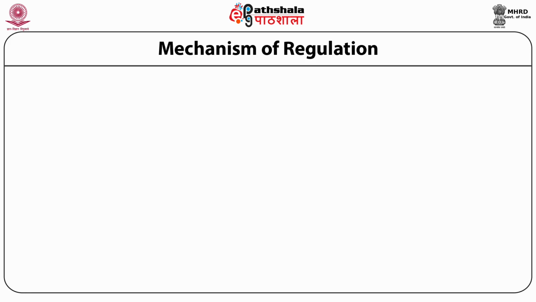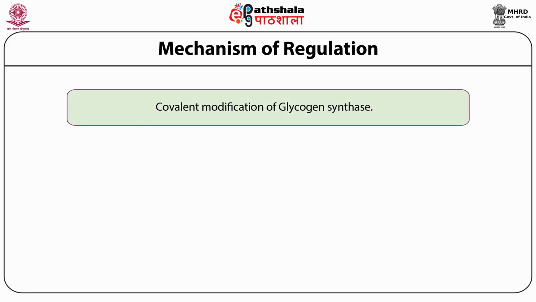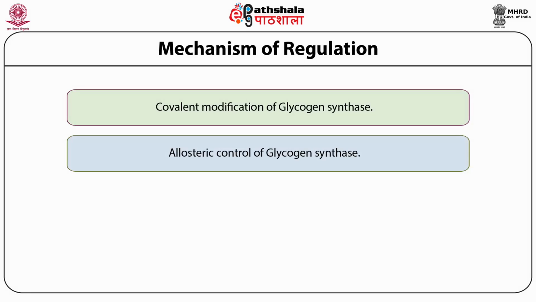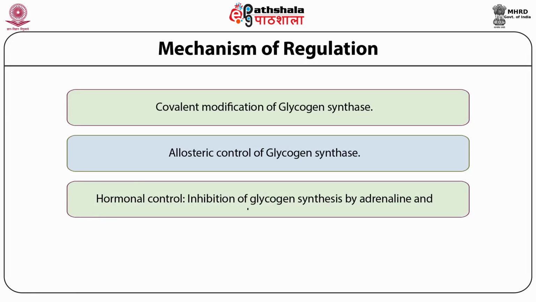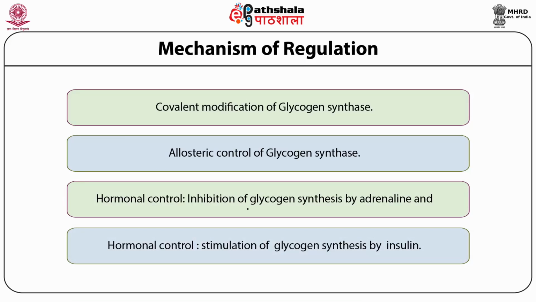This control is carried out via allosteric regulation and covalent modification of both glycogen synthase and phosphorylase. In addition, the covalent modification is under close hormonal control. We will understand these different mechanisms under different titles. That is, we will explore the regulation of glycogen synthesis by studying the covalent modification of glycogen synthase and allosteric control of glycogen synthase. It also involves hormonal control, that is inhibition of glycogen synthesis by adrenaline and glucagon, while stimulation of glycogen synthesis is by insulin.